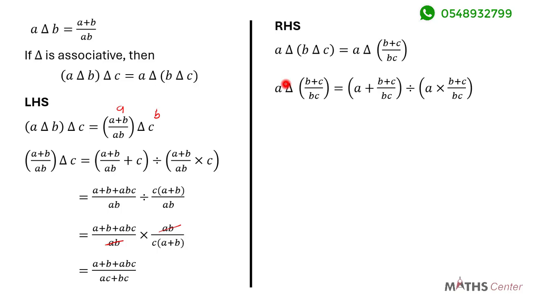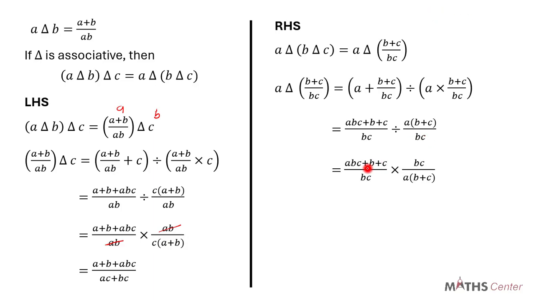Then the denominator, we have a times b. a is a, but b is b plus c divided by bc. So we are going to have a times b plus c divided by bc. When we simplify what we have in the first bracket, we are going to have abc plus b plus c divided by bc. Divided by, on the denominator, if we simplify what we have in this bracket, we are going to have a times b plus c divided by bc.